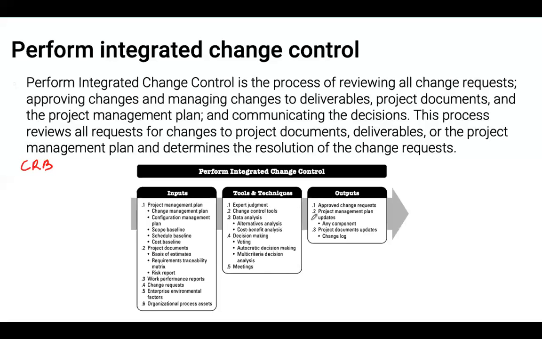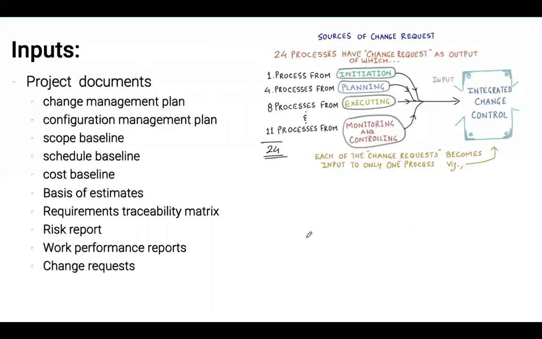As outputs, we're going to have approved change requests. So the rejected change requests obviously are not an output of this integrated change control process, because when a change request is rejected, there is no change to be performed. And if a change request is approved, then obviously what's going to be associated with it are the updates to the project management plan, so any component that is affected by the change, and project document updates and change log, because obviously it's nice to be able to note and log all the changes that we carried out in our process.